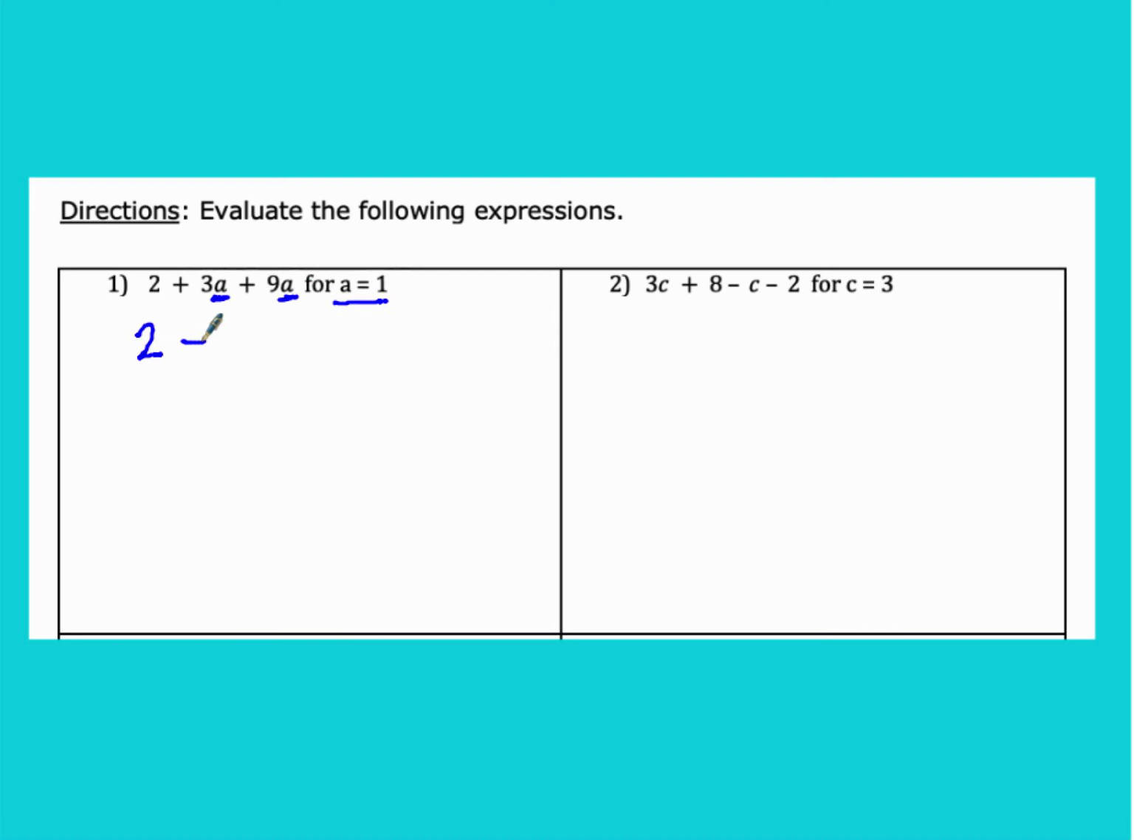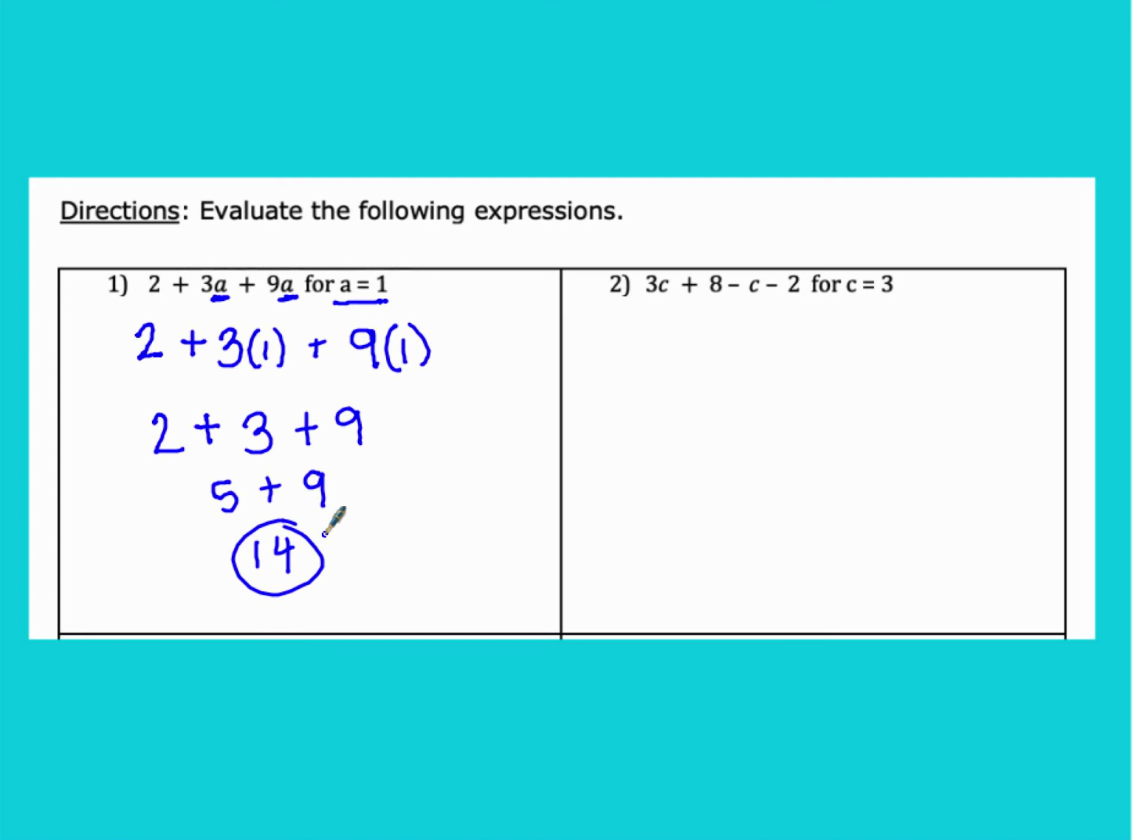So I have 2 plus 3a, and remember, whenever we have a number times a variable, we're just multiplying. So 3 times a, that's 3 times 1. And then we have plus 9 times a, which is 9 times 1. Now I have addition, multiplication, addition, and multiplication. So we've got to do all of our multiplication first. So we leave our 2 plus, that comes down. 3 times 1 is 3, plus 9 times 1 is 9. Now all we have to do is add these up. So 2 plus 3 is 5, and 5 plus 9 is 14. So there's our final answer.